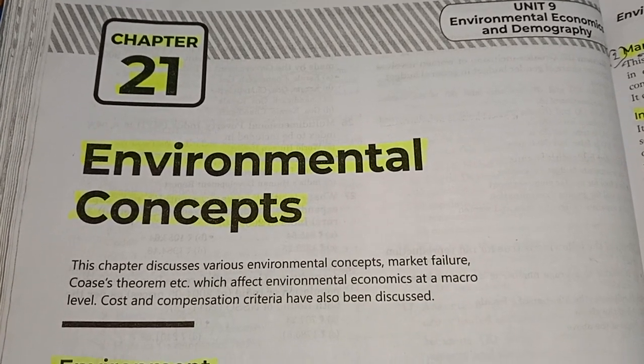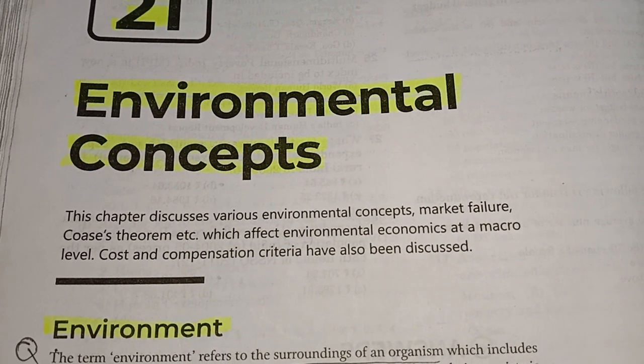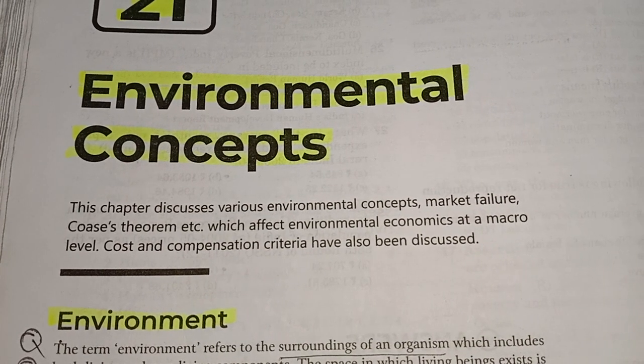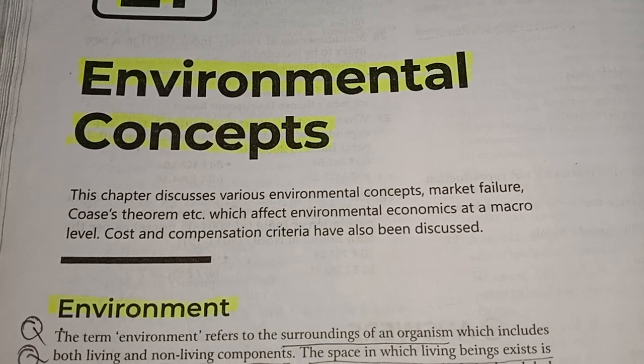Chapter 21, Environmental Concepts. This chapter discusses various environmental concepts, market failure, Coase theorem, etc., which affect environmental economics at a macro level. Cost and compensation criteria have also been discussed.